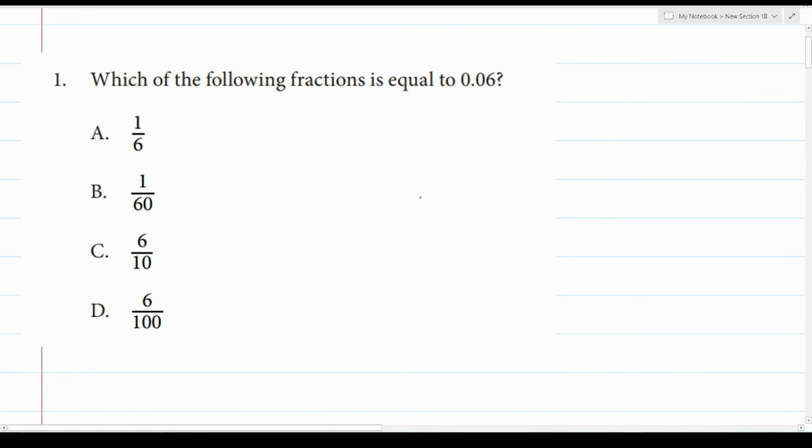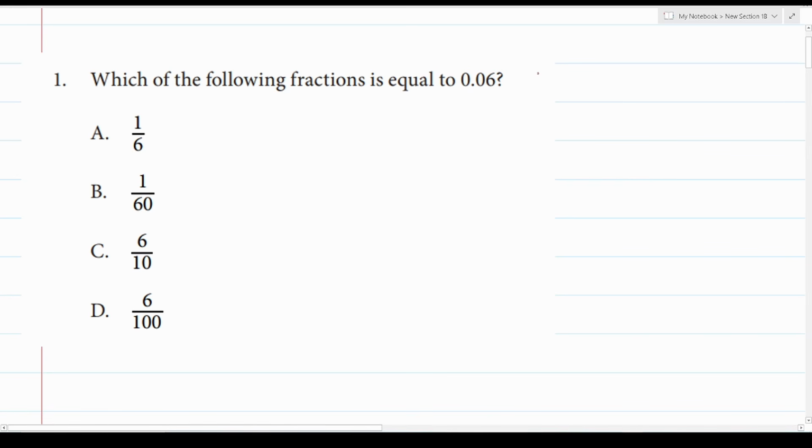All right, this first question says, which of the following fractions is equal to 0.06? In other words, we have to take 0.06, a decimal, and rewrite it as a fraction. So in case you haven't done that in a while, you may be lost as to how you get started. Let me just say this. A lot of people can do this one mentally, which is great. That's not the scope of this video. This is to really help people who really need to relearn the fundamentals.